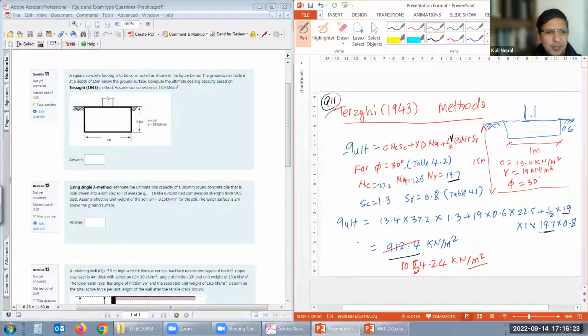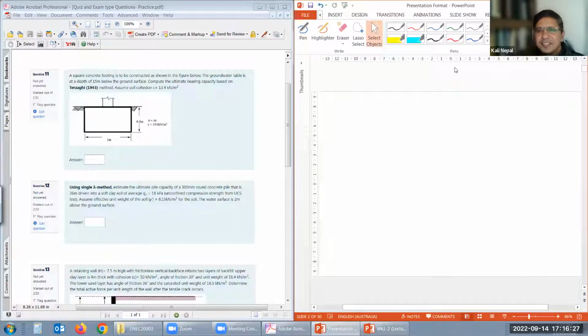Can we do question 12 now? Question 12, that's the second question. There is no sketch, so it's better to sketch that. Let's sketch. Estimate the ultimate pile capacity. So it's a pile foundation. A 300-millimeter round concrete pile that is 26 meters driven into soft clay.